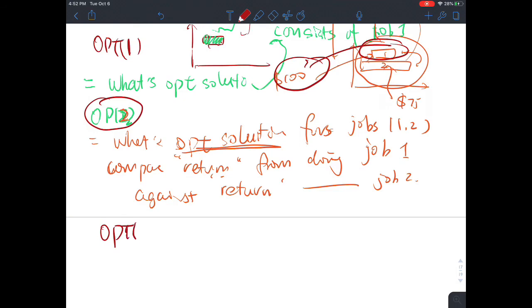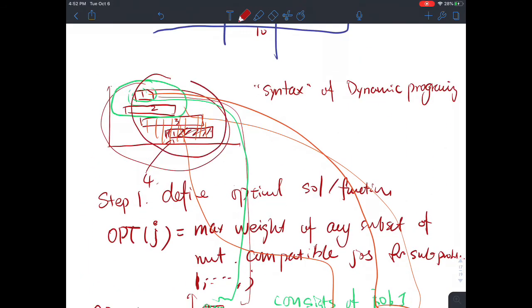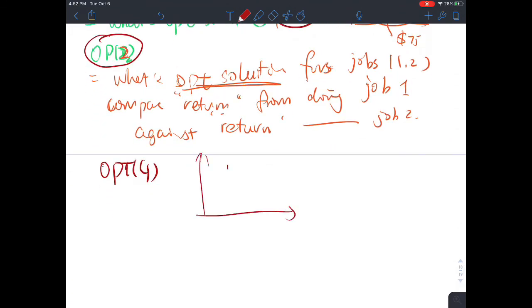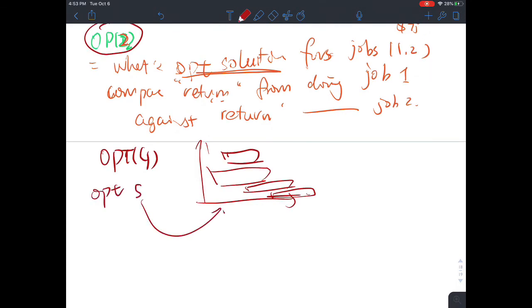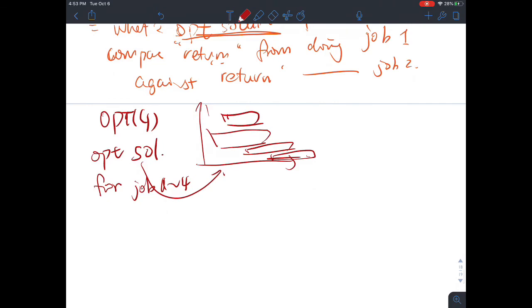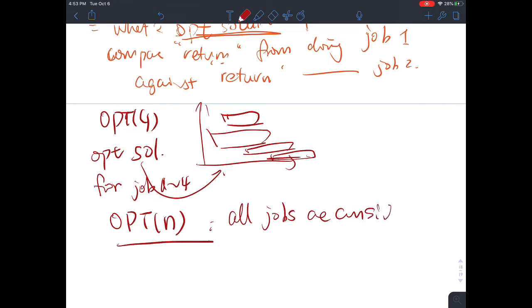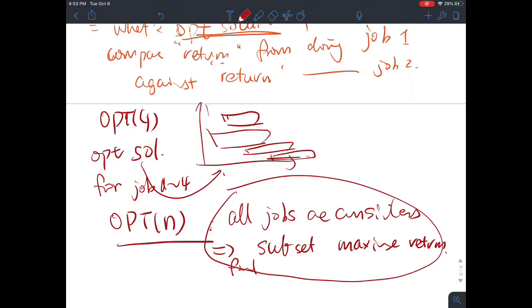We can continue and ask what is OPT(4)? OPT(4) means can you find a solution for the first four jobs? If we have jobs that look like that, what's your optimum solution? This is the optimum solution for jobs 1 to 4. So this is the definition of OPT. In general, I want to solve OPT(n), where all the jobs are considered. How can we choose a subset? Find the subset that maximizes return. That's the problem we are trying to solve here.